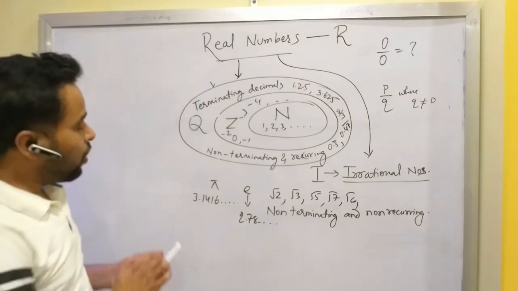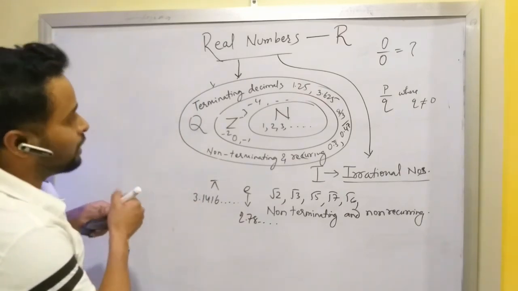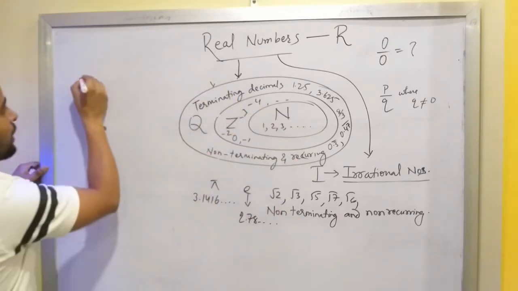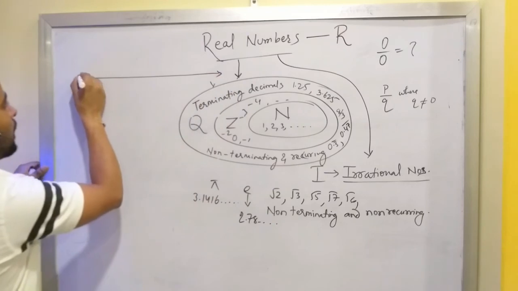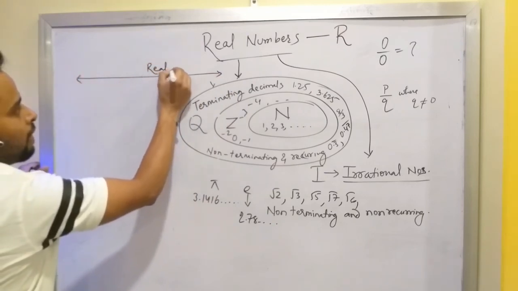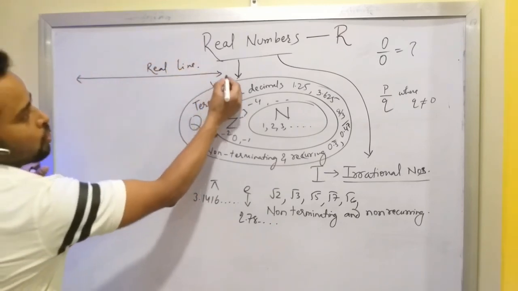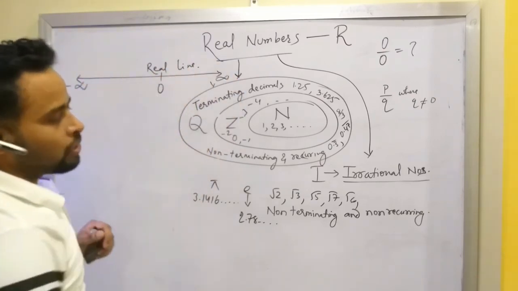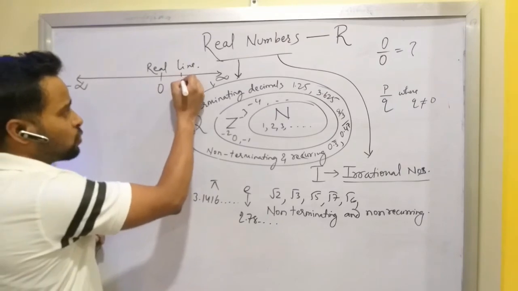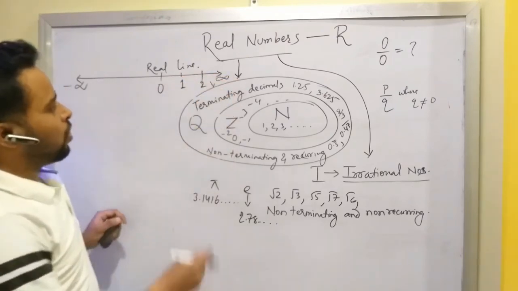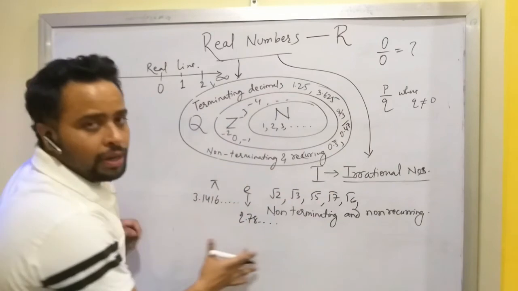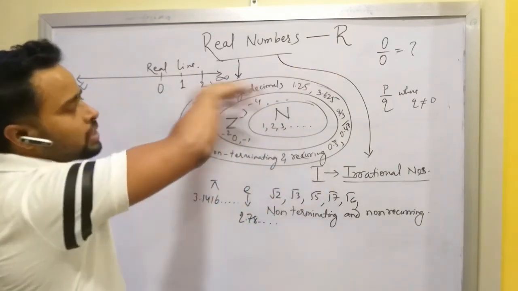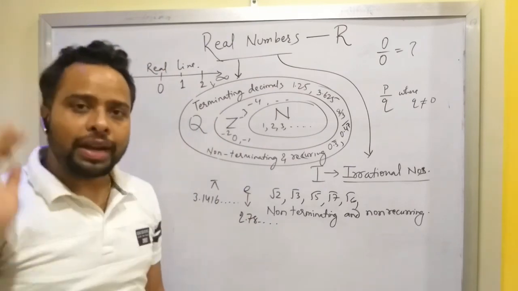Next, all these numbers, whether real, rational or irrational, can be plotted on a real line. This is called the real line. It goes from minus infinity to infinity. It has 0 in between, and say it is 1, it is 2. All these numbers, whatever we have written, can be kept in this real line. It is continuously moving both sides, an indefinite line.